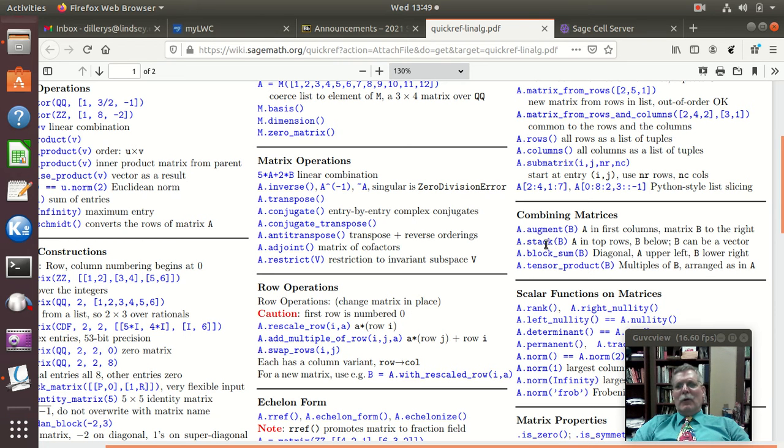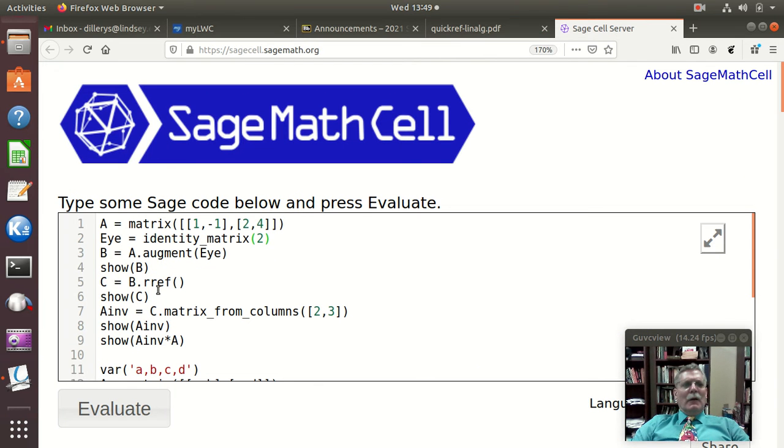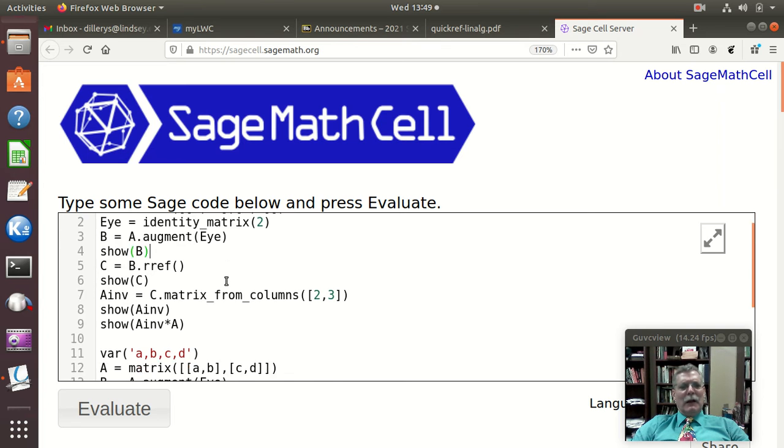Now, if I needed to do them up and down, there's stack. There's this thing block sum, which is a diagonal thing, and even the tensor product. So there are various ways to combine matrices. I needed the augment one, so I did that, and then I showed it. And then I said, well, okay, let's just do the reduced row echelon form of B, but assign it to C. We know how to do that. And then I see what that looks like.